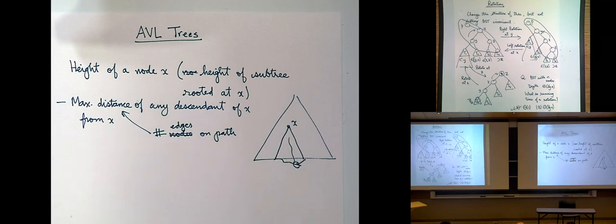So what this means is if you take a leaf, the height of a leaf is always 0. Right? Because you're looking at the max distance of any descendant of that node from that node. So if you're looking at the height of the root, you're looking at all descendants of the root, which are all possible nodes, and you're looking at the furthest one. That's the height of the root. The depth is the distance from the root.